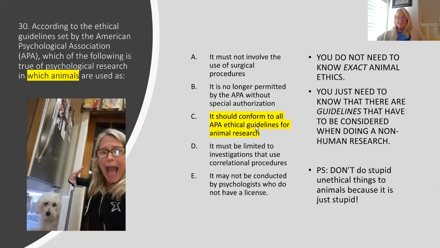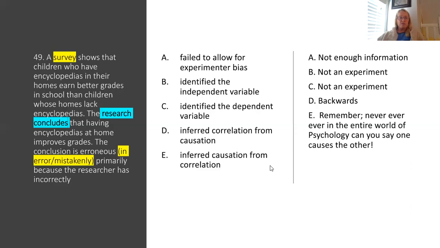So here were all your choices. The answer is C. If they throw an animal question to you, personally, I don't think they're going to, because they are going to be very limited. But the only thing you need to know is over here to the right. You do not need to know exact animal ethics for psychology. You only need to know that there are guidelines that have to be considered when doing non-human research. So, answer, it should conform to all APA ethical guidelines for animal research. Very non-specific, just a generalized answer that there are guidelines for animal research. That's all you need to know. Moving on to the next question.